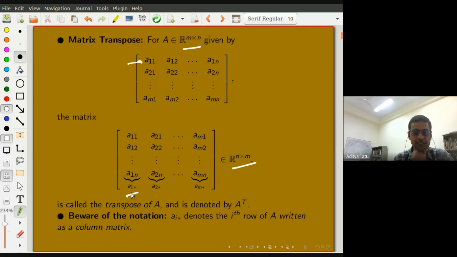Let me repeat the notation once more. A_i star, in general, denotes the ith row of the original matrix A, but written as a column matrix. I hope this notation is clear. So in case you see a notation for a vector which does not have a transpose, that implies I'm always thinking of that vector as a column matrix.